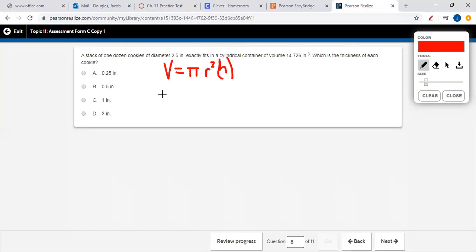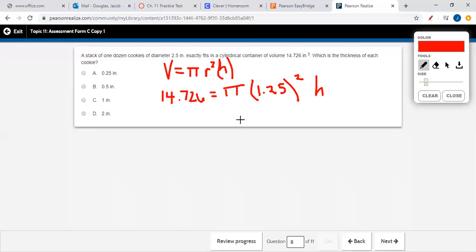So the volume is 14.726, and that's going to be equal to pi. Now, what is my radius? Well, it says that the diameter of one cookie is 2.5 inches. And as we said previously, the diameter is 2 times the radius. So if you take 2.5 and divide it by 2, you're going to get 1.25. So this is going to be 1.25 squared times h.